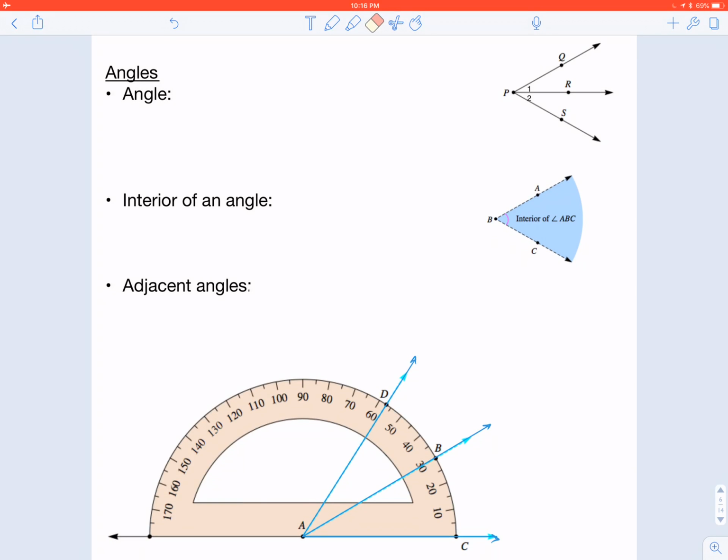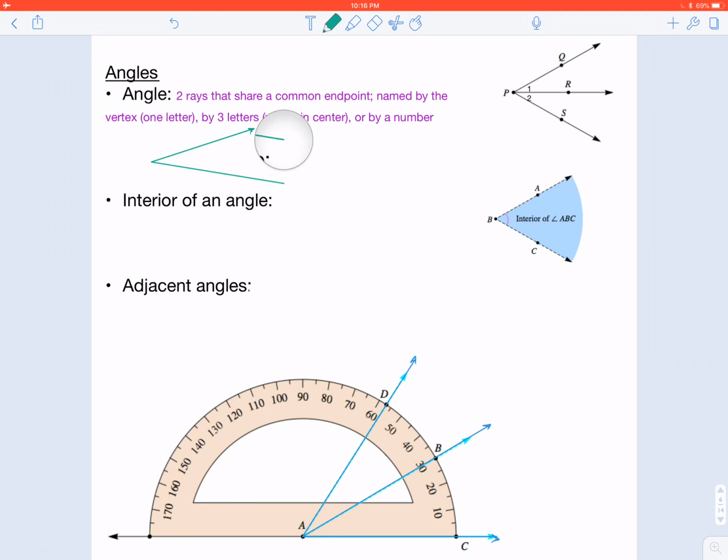Hey folks, we're continuing our discussion about terminology in geometry, and we're going to move on to angles. So an angle is going to be two rays that share a common endpoint. I know you have two pictures over here, but if you think about just that phrase right there, here's one ray and then another ray that shares the same endpoint. So we know that this is an angle.